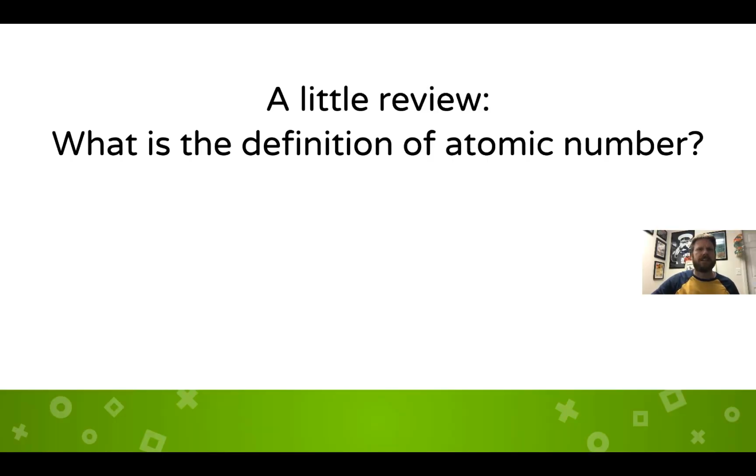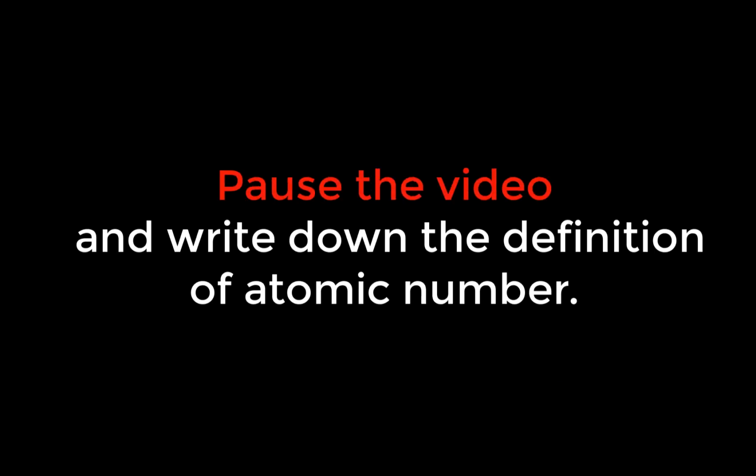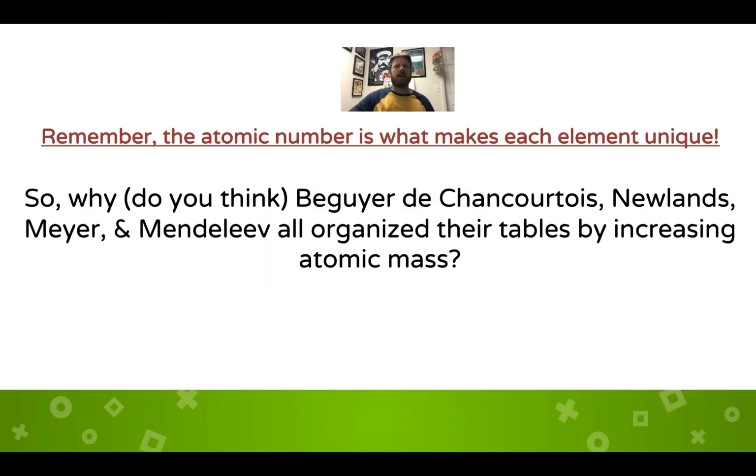Okay, next I want you to remember the definition of atomic number. Pause the video once more and write down the definition if you can. Remember that the atomic number is what makes an atom of each element unique. If the atomic number is 6, I know that is an atom of carbon. If the atomic number is 55, I know that is an atom of cesium.